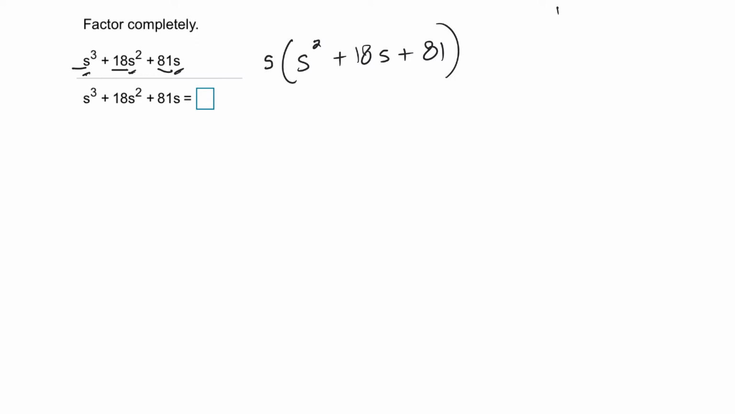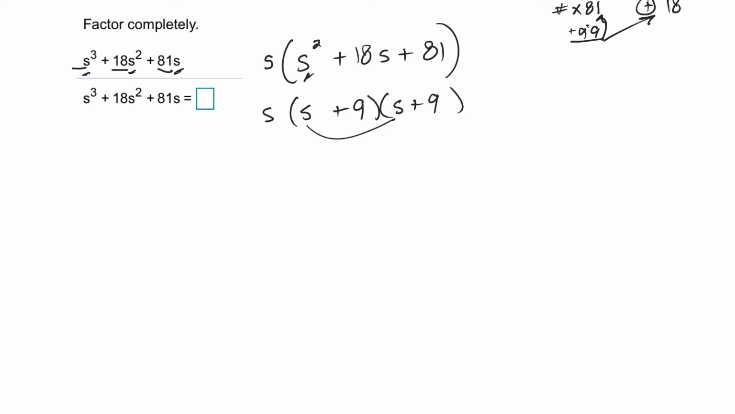Good. Now I'm looking for two numbers that multiply to 81 and they add to 18. So 9 and 9, and everything's positive, so it'd be positive 9, positive 9. That multiplies to 81, adds to 18, perfect. So put my two brackets in, split this s squared into an s here and an s there, and then a 9 and a 9. And you can check it if you want. S squared plus 9s plus another 9s gives me the 18s. 9 times 9, 81. Perfect.